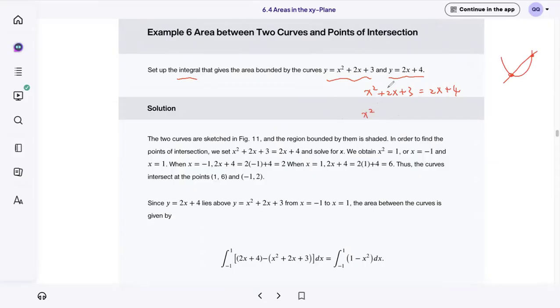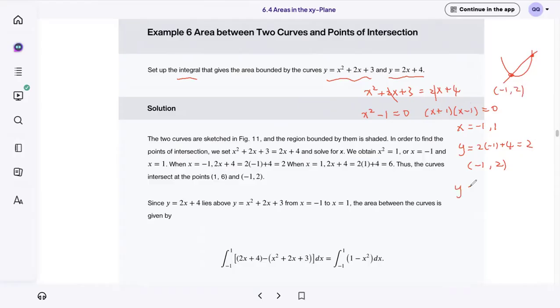So the 2x cancel out. Then 4, we move to this side, becomes -4. -4 plus 3, that's -1. Then we can factor this: x plus 1, x minus 1. So we get two x values, -1 and +1. Then we can plug into any one of them. Let's plug into the simpler one. So 2 times -1 plus 4, that's +2. So we get -1, 2 as one point of intersection. So that's this one, (-1, 2).